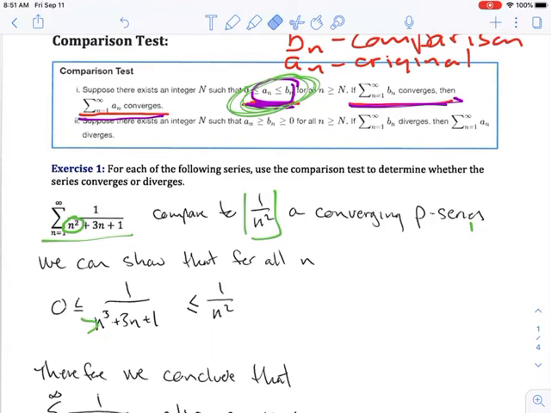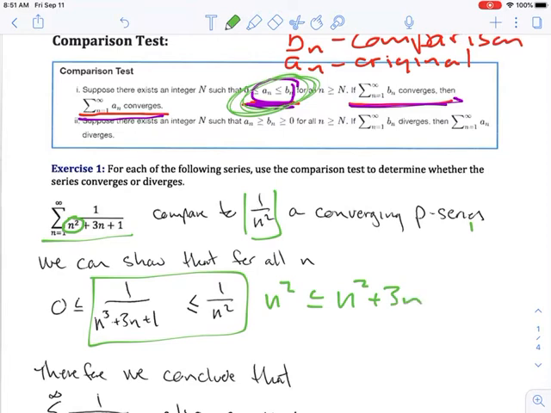So I didn't actually show what was going on right here. We've done this in other videos, but basically to show that 1 over n squared is always greater than or equal to 1 over n squared plus 3n plus 1, we can try cross-multiplying. So when we cross-multiply, we end up with n squared is less than or equal to n squared plus 3n plus 1. Well, that's clearly true, all right?